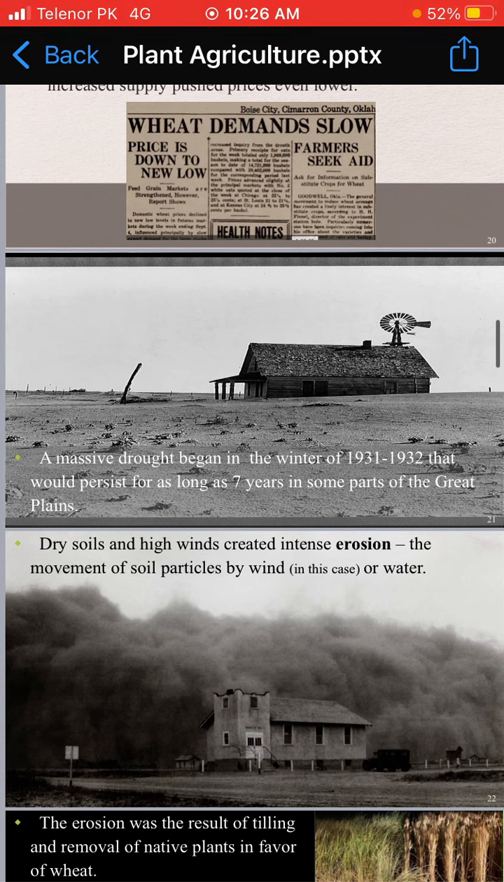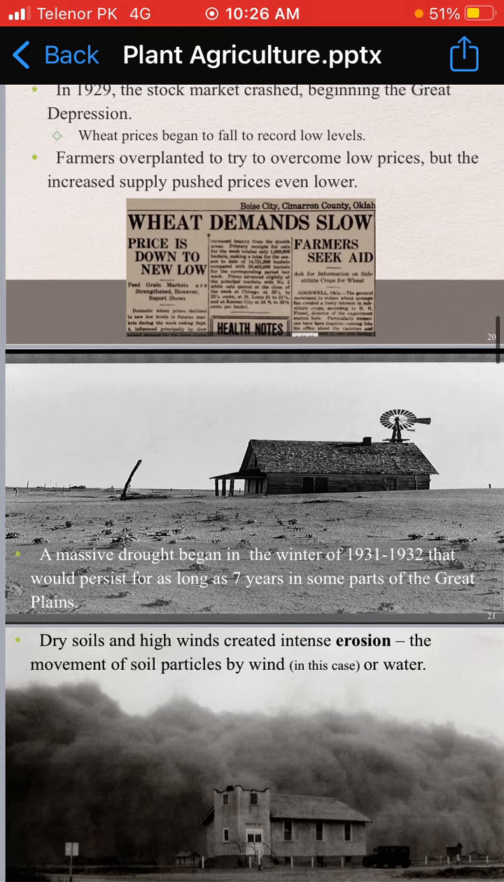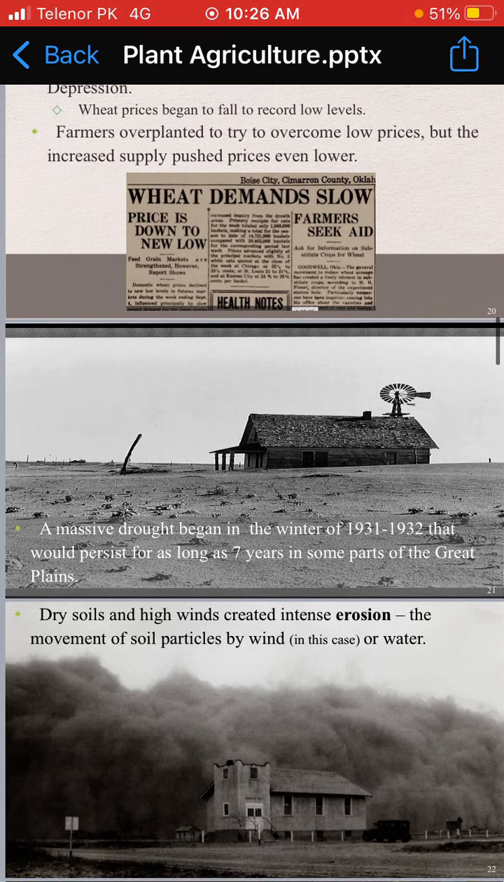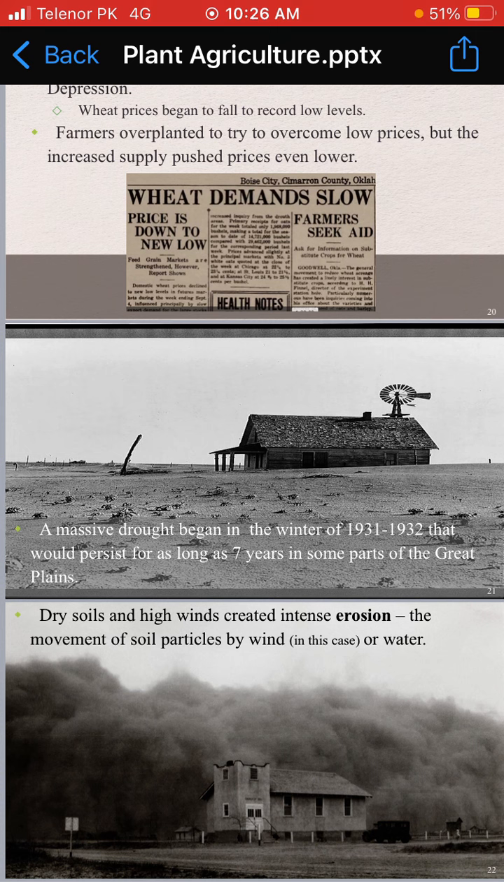A massive drought began in the winter of 1931-1932 that would persist for as long as 17 years in parts of the Great Plains. Dry soil and high winds created intense erosion, the movement of soil particles by wind or water.